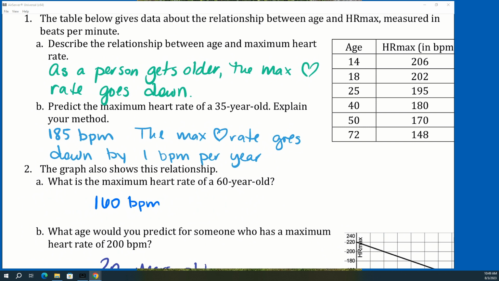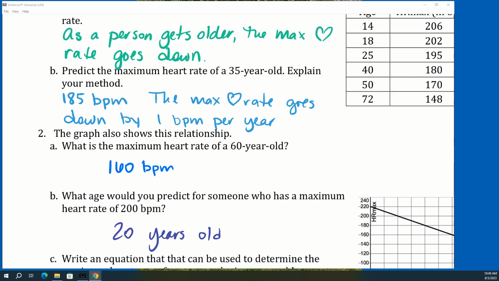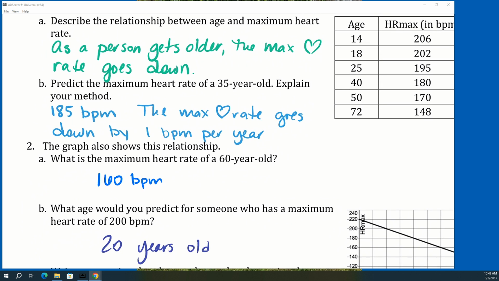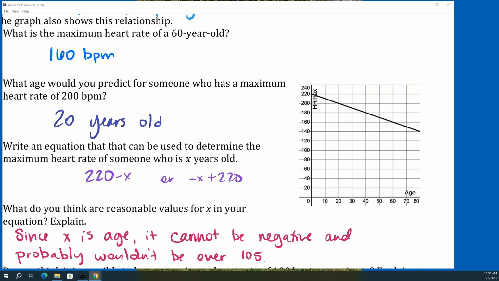How much is it going down each year? 1 beat per minute. Good. So that's how you can figure out B, which I got was 185 beats per minute. If you didn't see that it changed by one and you said it was something else for me, it's okay. As long as what you have is in between 180 and 195 and closer to 180, then you're fine.